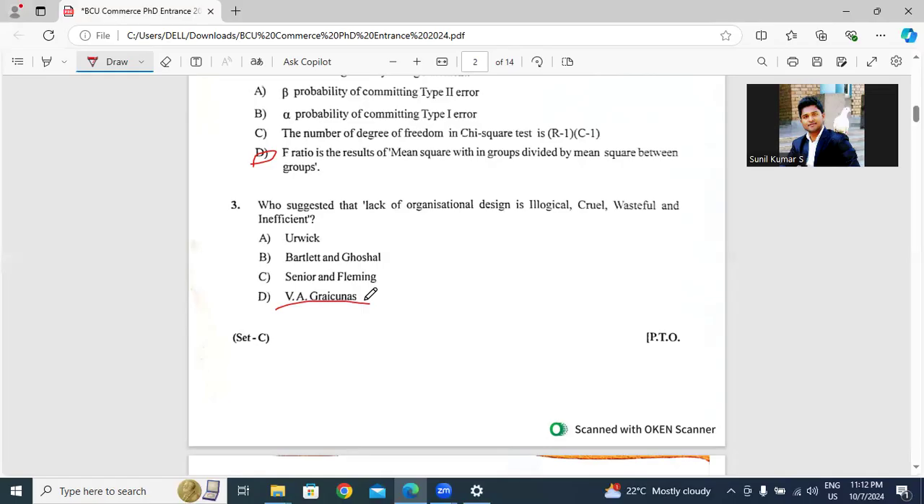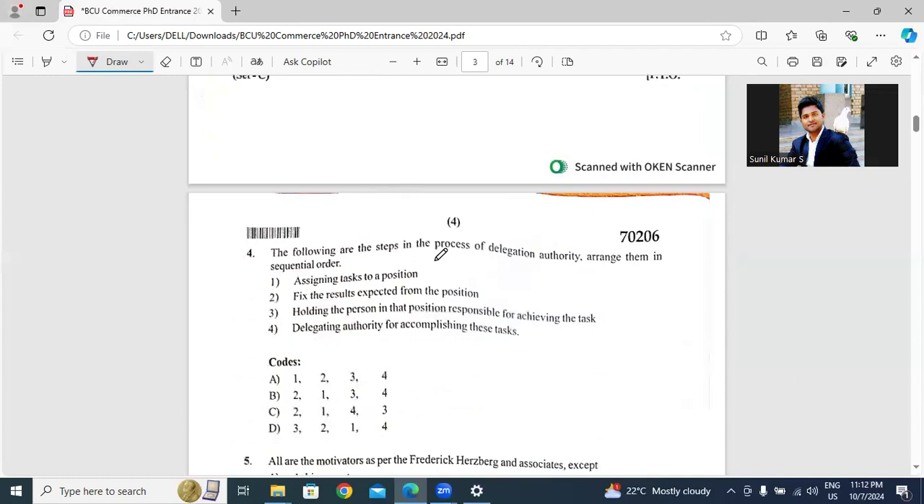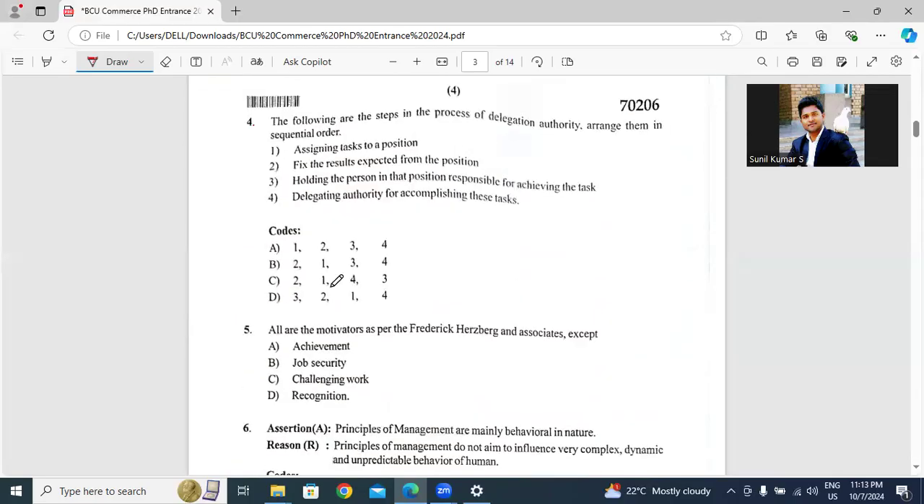Next, let us go to the fourth question. The following are the steps in the process of delegation of authority. Arrange them in sequential order. Assigning task to a position, fix the results expected from the position, holding the person in the position responsible for achieving the task, and delegating authority for accomplishing these tasks. Actually, option C is correct.